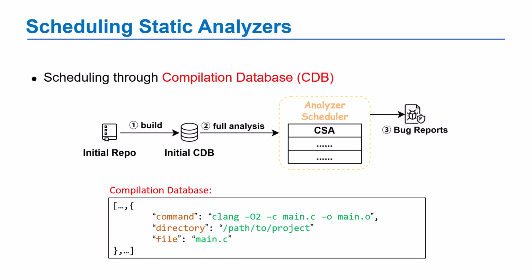Here is an existing workflow for scheduling analyzers to analyze a code repository. First, build the repository and generate a compilation database. This compilation database records all files compiled during the build process, along with their corresponding build commands. Second, schedule the static analyzers to analyze all files recorded in the compilation database and get the bug reports.